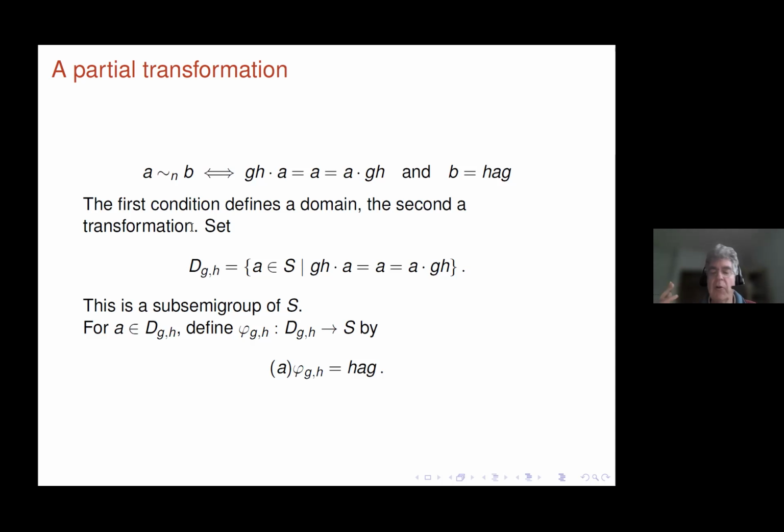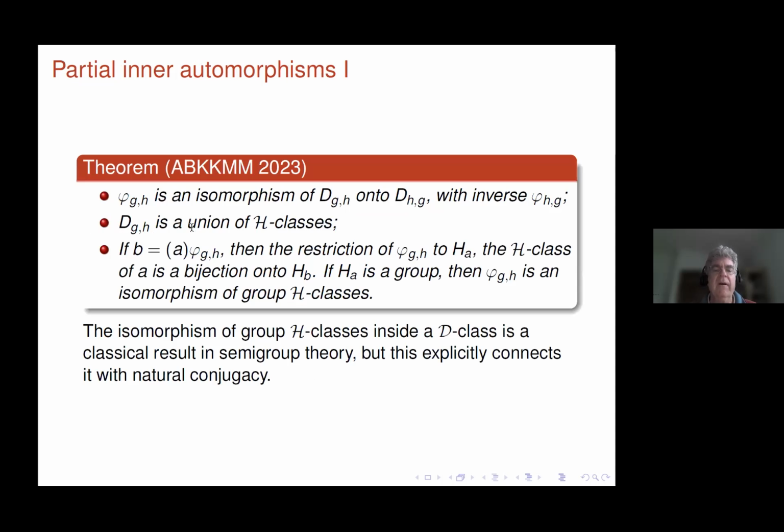Now, if this is looking a lot like what I had at the very beginning of the talk, that's deliberate. So here we go. Here's the theorem regarding these things. First of all, the phi sub GH that we just defined is actually an isomorphism of the domain determined by G and H onto the domain determined by H and G. And when I say isomorphism, I mean isomorphism of semigroups. And its inverse, in fact, is phi sub HG.